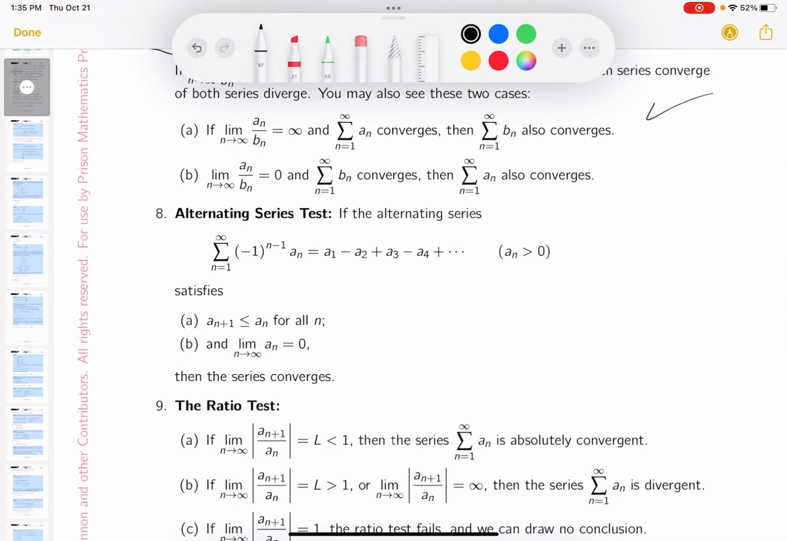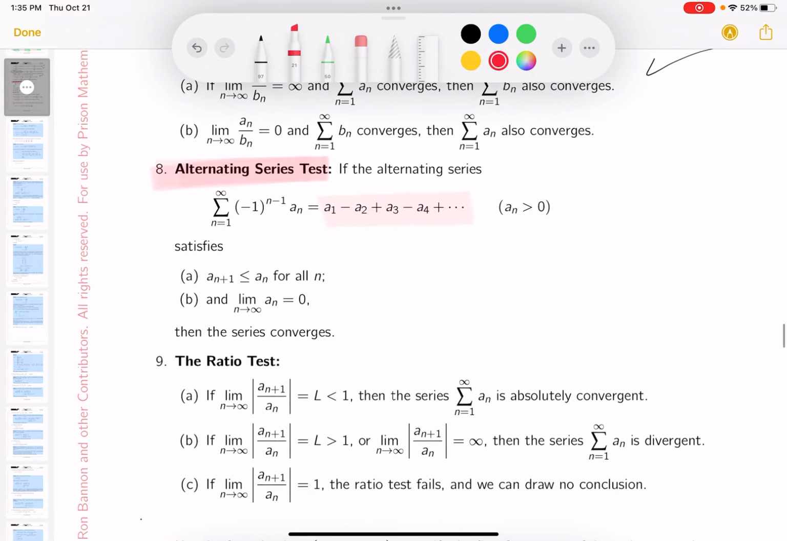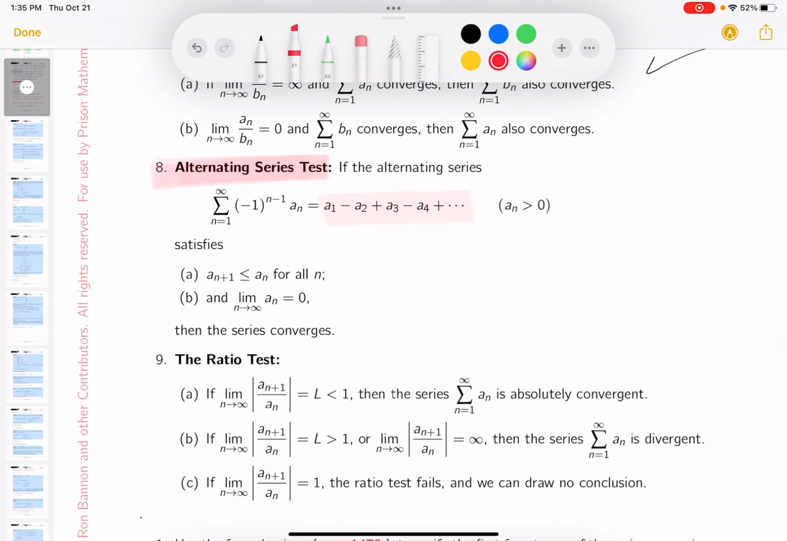Okay, next up is the alternating series test. What's an alternating series? A series that bounces back and forth between plus, minus, plus, minus, plus, minus. And then you do two things. You look for this, you look for this. If that's the case, the series converges.